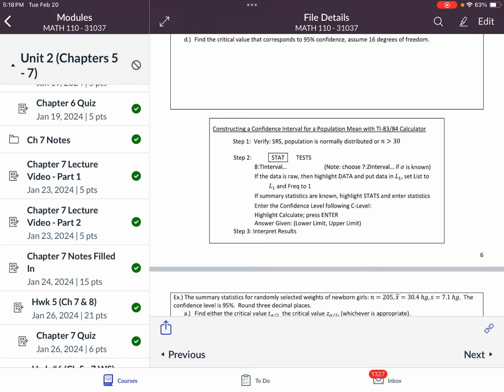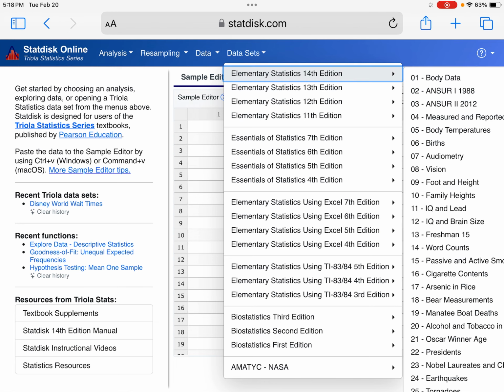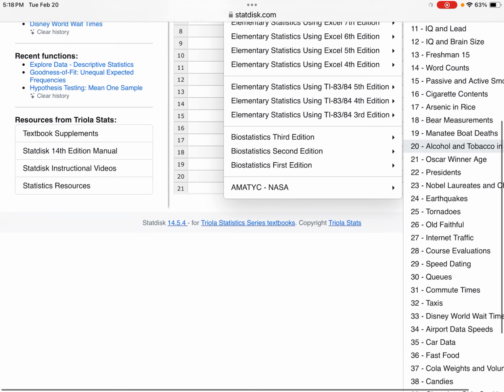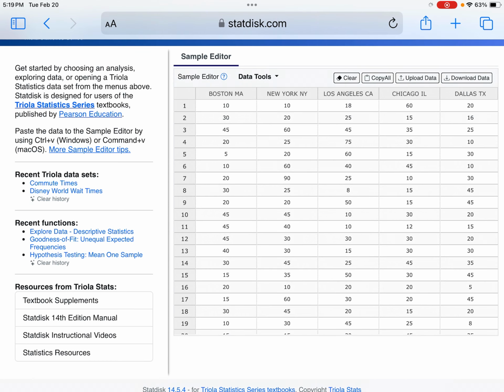From here, I'm going to jump to StatDisk, but also don't forget that we do have that StatDisk folder in Canvas. Opening up StatDisk, this time if you notice I have no data, so to access that data you have to go to Datasets, click on 14th edition, and from here if you scroll down you'll notice that 31 says commute times. Selecting that, it will actually import all that data for you.